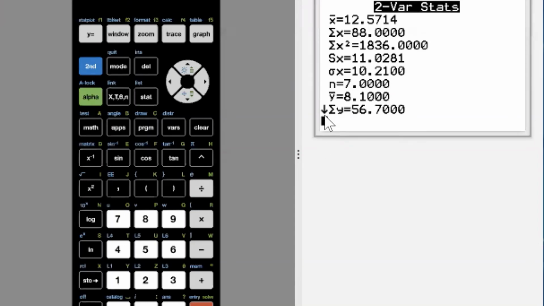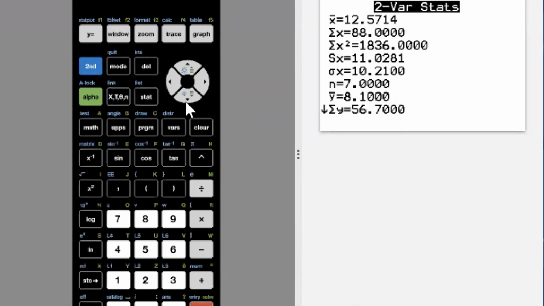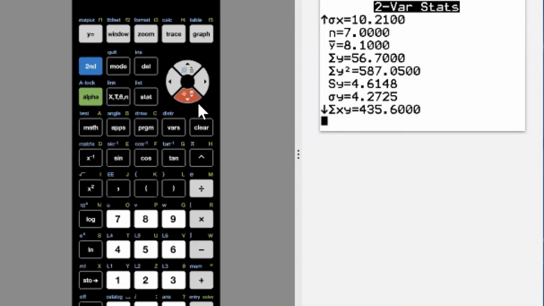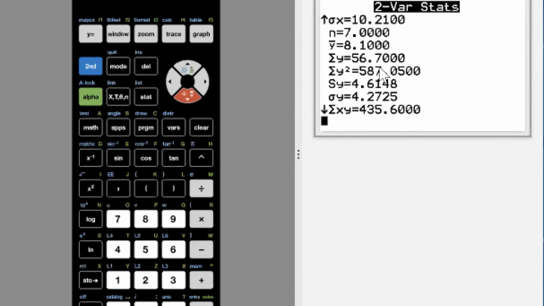There is an arrow there, meaning there is some information below this. So for that, we click on this down arrow a few times, then we can see everything there. Okay, so we copied up to this one, sum of y. Just below that, there is sum of y squared.